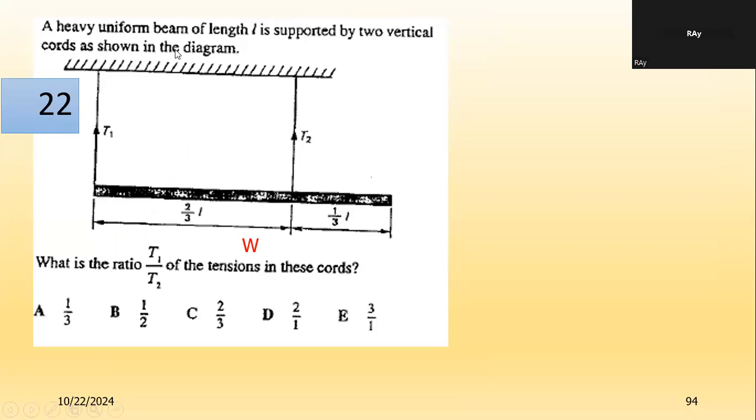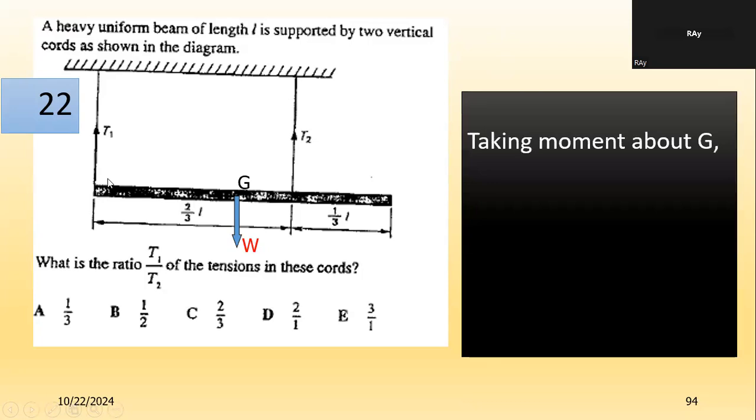When they tell you heavy beam, it means it has weight. So the weight must act at the center of gravity. Uniform means the center of gravity is halfway. The length is L, so the center of gravity is at half L. So draw the diagram, taking moments about G. No point in taking moments about the cord there because you need the two tensions. We take moments about G because we don't want W.